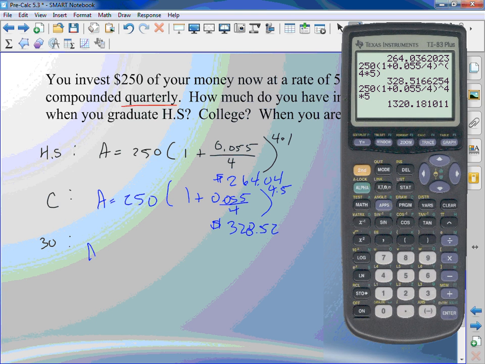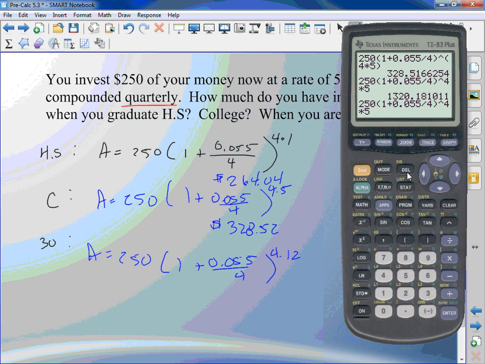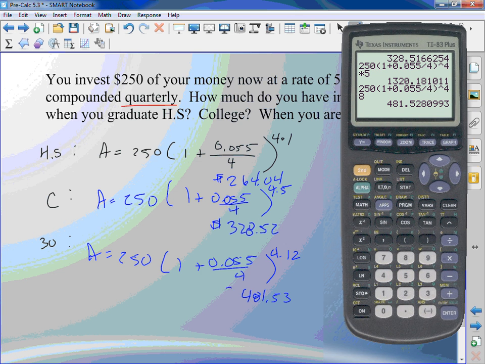The last one, 250, 1 plus 0.055 divided by 4, to the 4 times 12. 4 times 12 is 48. After 12 years, I have $481.53. It is a difference of about $6. By the interest changing quarterly, you made $6 more. That's an 8. My 8s don't like to show up always on the board. So that's why I started doing that.